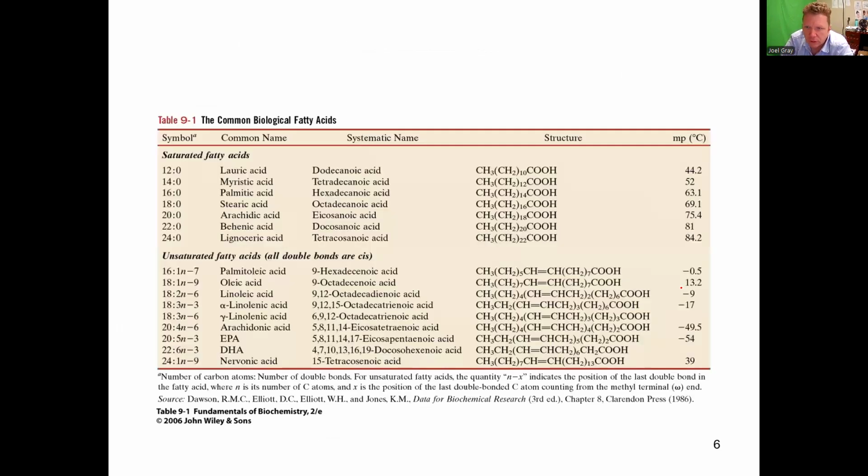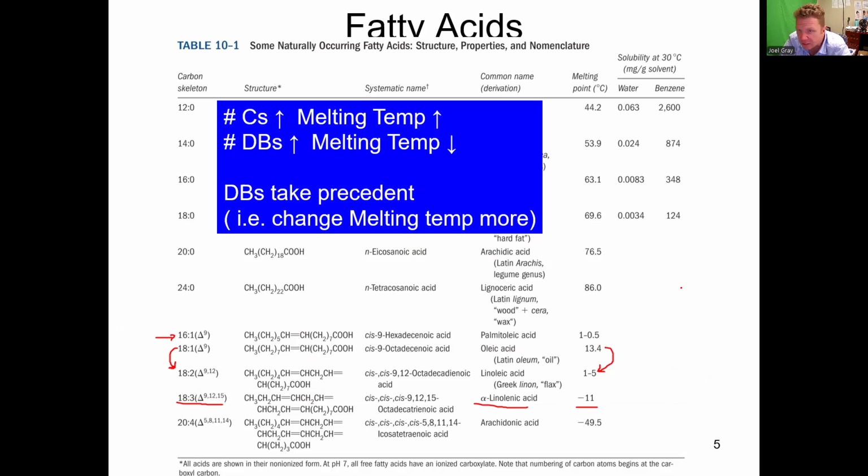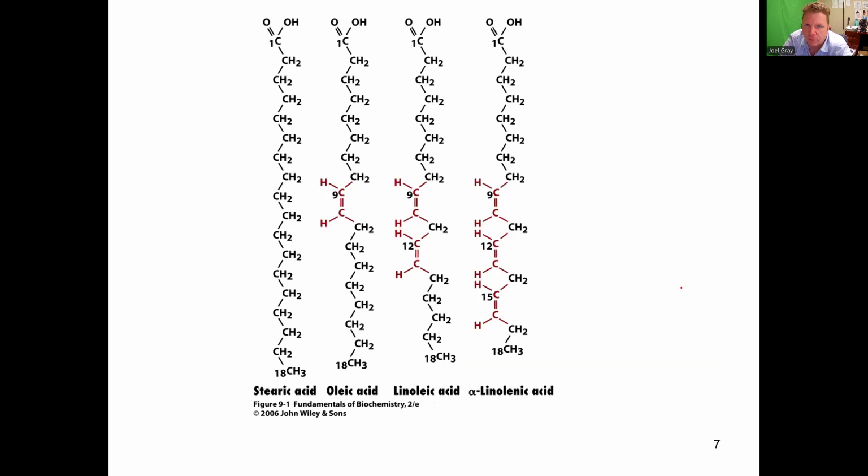Now, here's just that table, but with a slightly different perspective. It's all the same information. It's all the same common names, and melting points are roughly going to be the exact same. There's a little bit of a difference, but this is the same table.